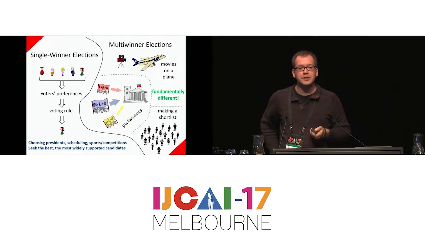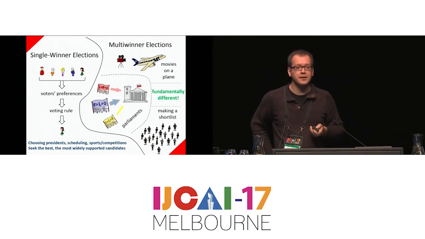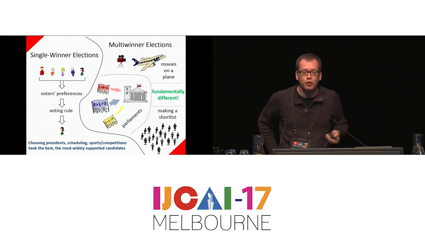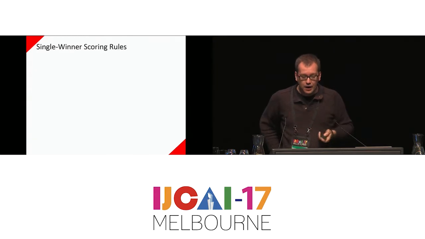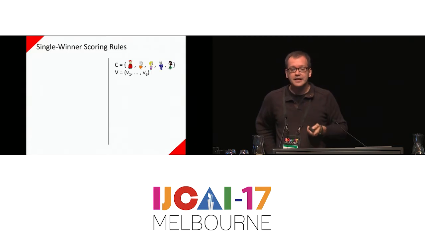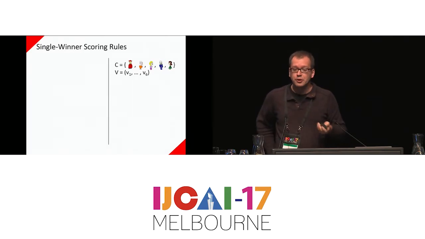So in the single winner case, I claim that every single winner rule works okay for single winner applications. In the multi-winner setting, you need a different rule for fundamentally different applications. And trying to understand which rules you need is more or less what I study. So starting from single winner scoring rules, the setting is as follows. We have a set of candidates, in this case red, orange, pink, blue, and green, and a bunch of voters.